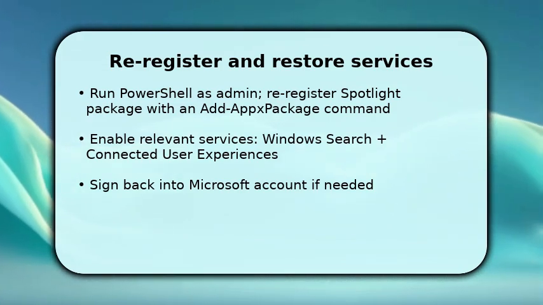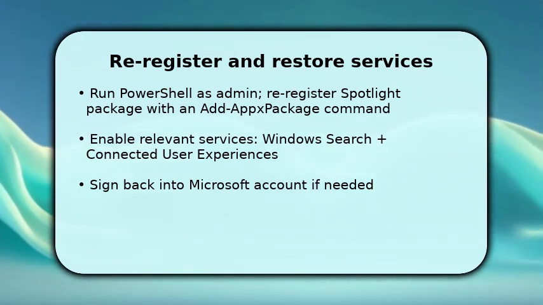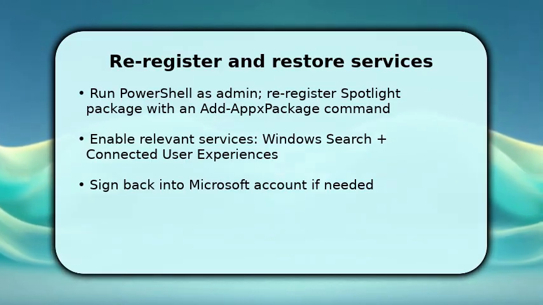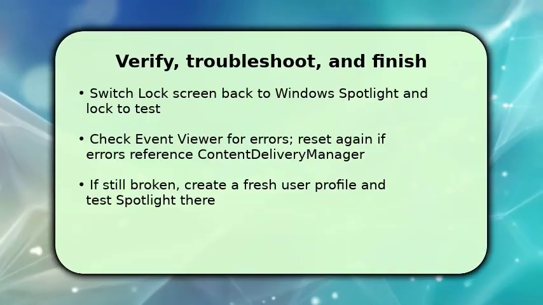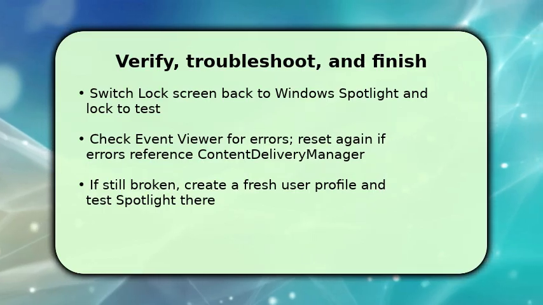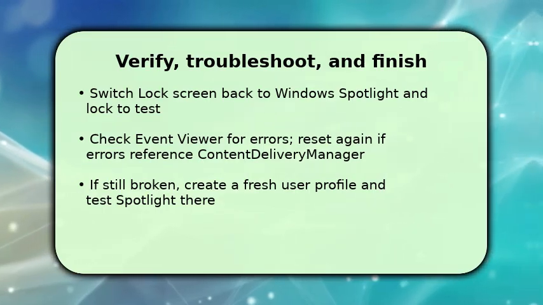After that, sign back into your Microsoft account if you signed out earlier so preferences and recommendations can sync again. Finally, turn the lock screen background back to Windows Spotlight and lock your PC to confirm images appear. This test verifies the rebuild worked.